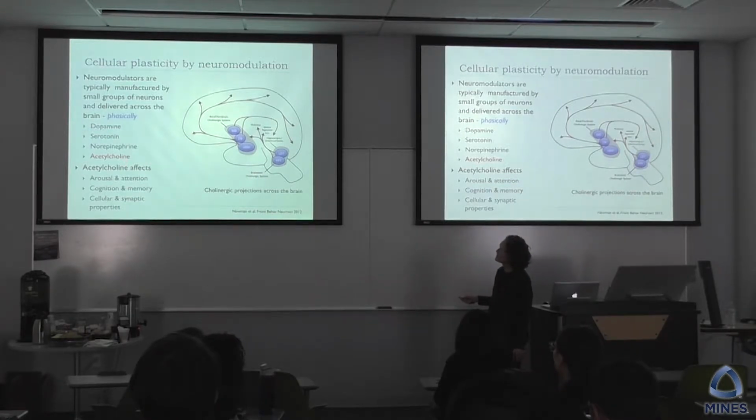So acetylcholine in particular affects arousal and attention. High levels of acetylcholine promote attention. And acetylcholine is involved in cognition and memory. And it affects both cellular and synaptic properties. So under normal conditions, these neuromodulators change their levels in response to different stimuli and also in response to different behavioral states.